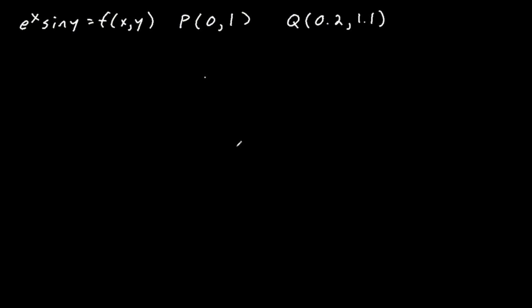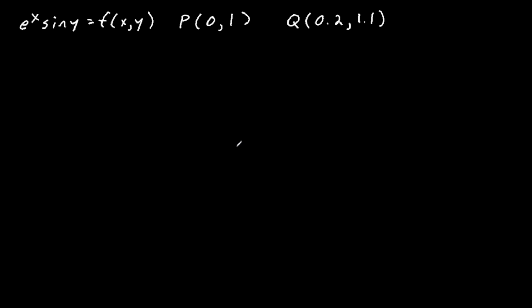For the first problem, our function will be e to the power of x times sine of y, equal to f of x, y. You want to approximate from the point (0, 1) the value at (0.2, 1.1). So what does this mean? Well, we're going to find the tangent plane at (0, 1), and then we're just going to plug in the values of q into the equation of the tangent plane in order to get our approximation.